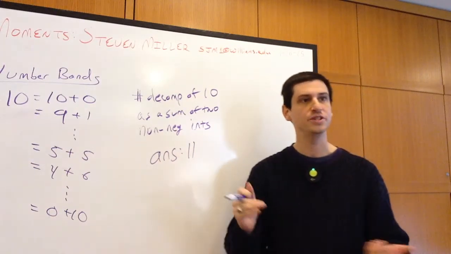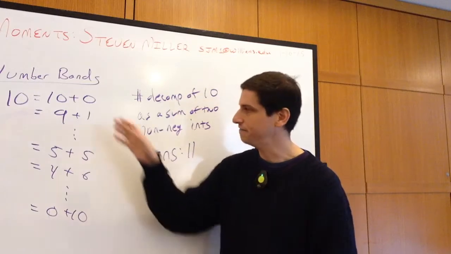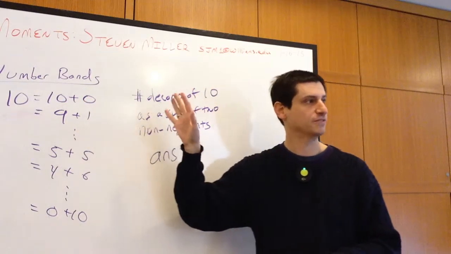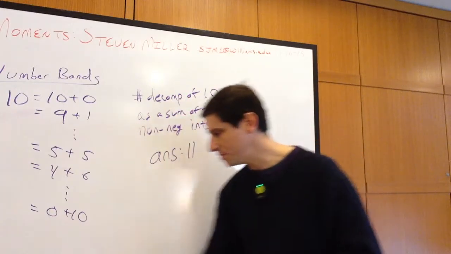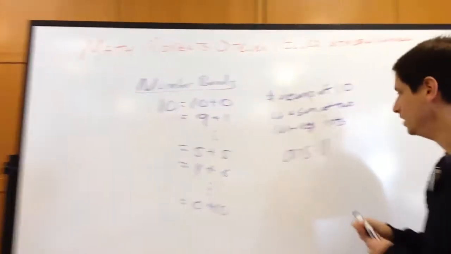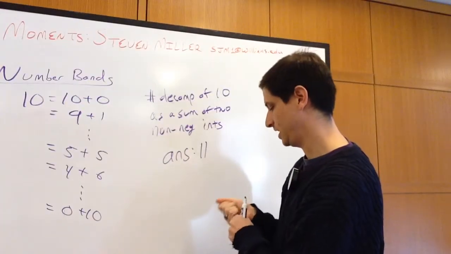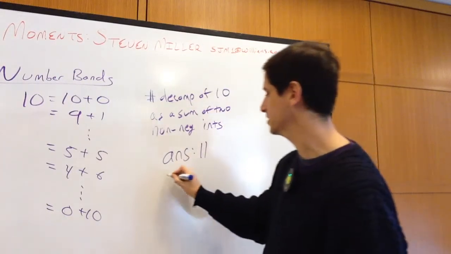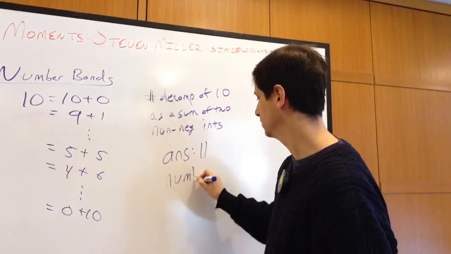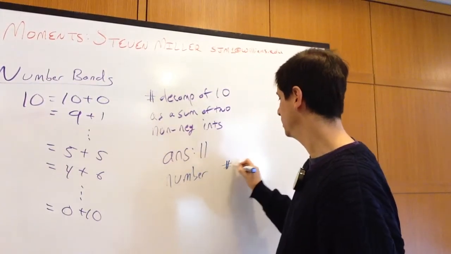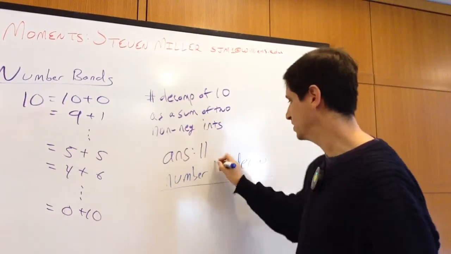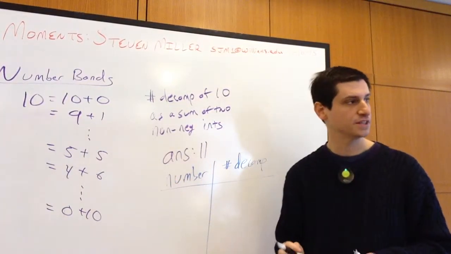Especially if you're teaching in an early grade, I find with my son the notion of a variable is very difficult. But we can start making a little table. This is a good way to introduce almost some statistics. A number, and then the number of decompositions. If we start doing this, we can start filling in the table.